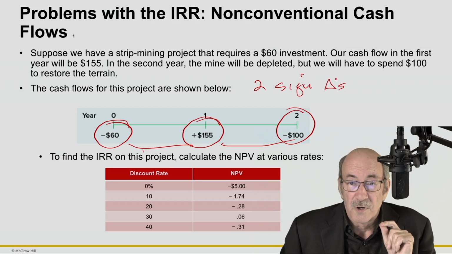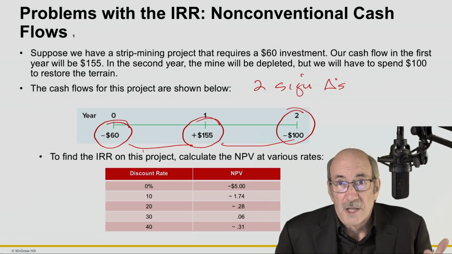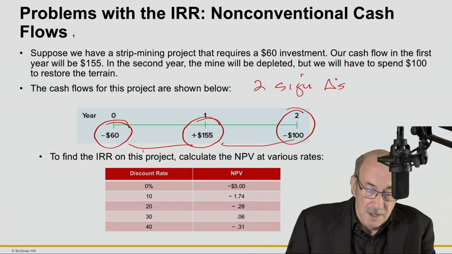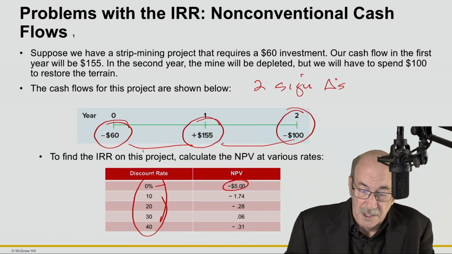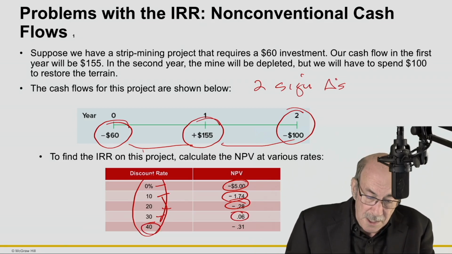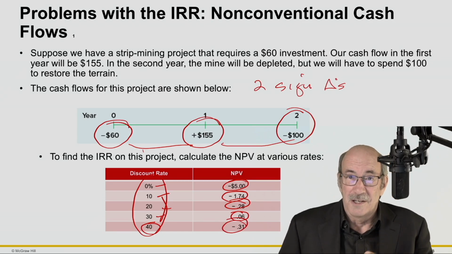So what we're going to find here is when we start doing our trial and error method to solve for an internal rate of return, if we look at this table down here, we start at 0%. Of course, we get a negative NPV. At 10%, we get a negative NPV. At 20, we get a negative NPV. And then at 30, it turns positive. But at 40, it goes back to being negative. So what's going on here?